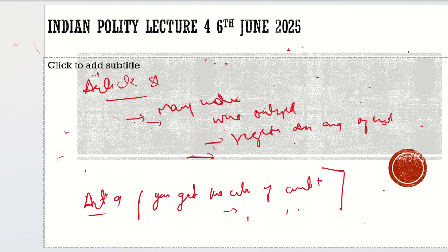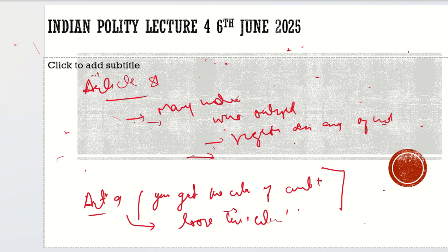So it is the only article among all these articles till now which talks about how you will lose the citizenship. Tomorrow in UPSC, a question about it may be asked. They may give Article 5, Article 6, Article 7, Article 8, Article 9, and ask which among these articles is talking about the loss of citizenship. So Article 9 says, if you get the citizenship of another country, you can't be a citizen of India.